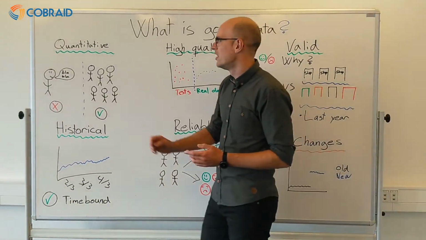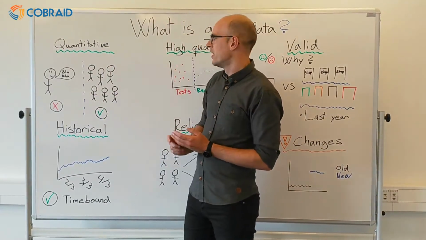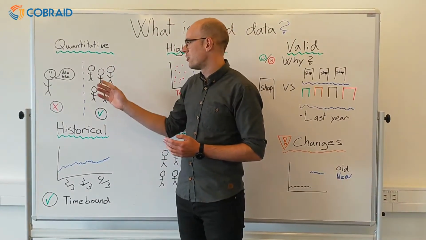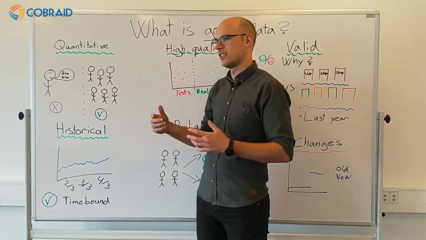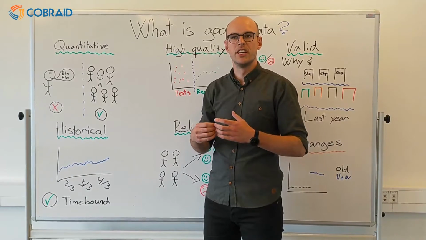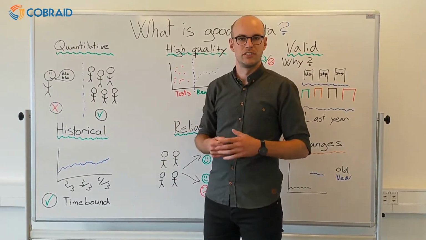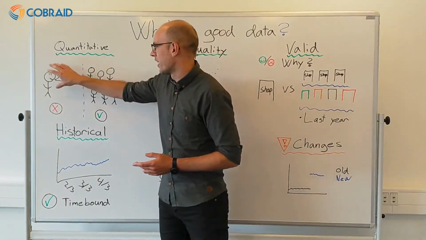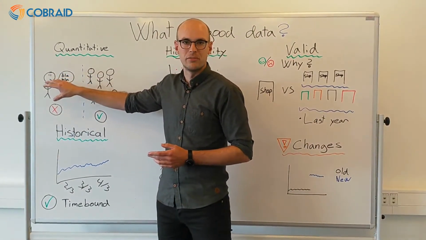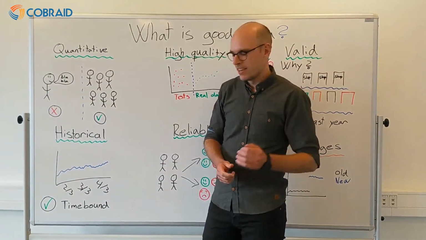Now first of all, the data you need for KPIs needs to be quantitative. This means that it should be a number that you get from that data. Or in other words, it should be something that could be changed into a number by counting or doing something like that to that data. That means that you cannot have an interview with a single person or something like that. That is not the data you need for a KPI.